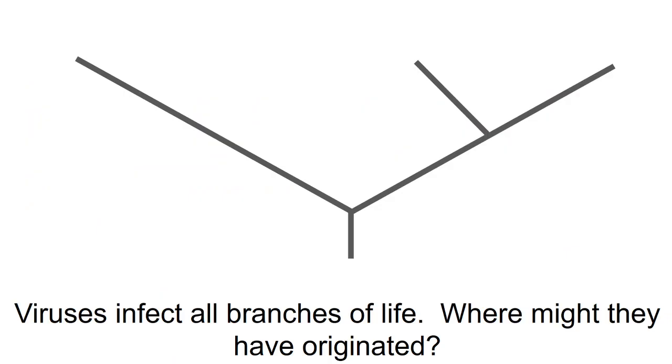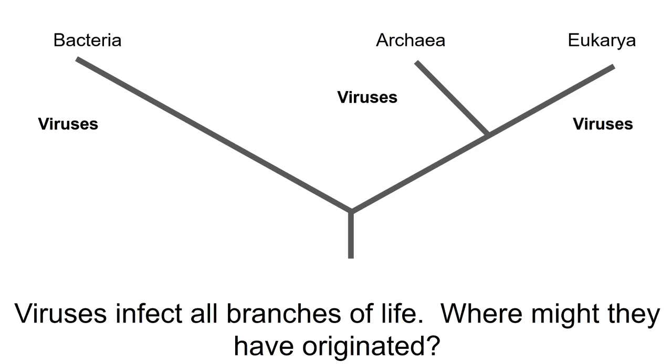So I mentioned that viruses infect all branches of the tree of life. That's not to say that any one virus affects all those branches. Rather, there are viruses that exist that take advantage of each of those branches of the tree of life. So this is a very common way of representing the relationships between those branches on the tree of life, and viruses are everywhere.